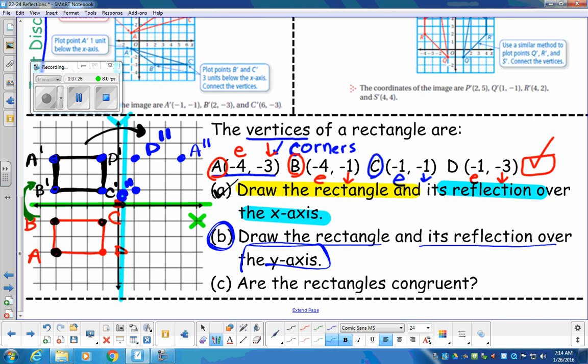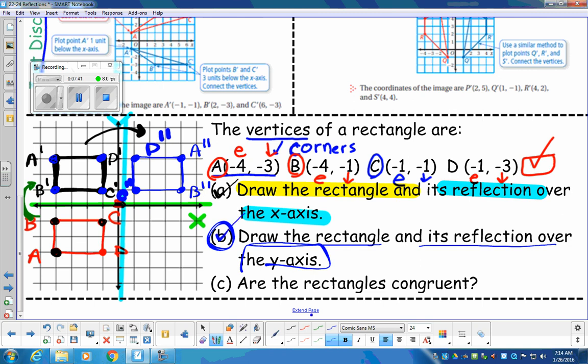All right, and finally, B prime is 4 units to the left of the y-axis. When I flip it over, it's going to be 4 units to the right. 1, 2, 3, 4, which is B double prime. So this becomes my second reflection: A double prime, B double prime, C double prime, D double prime.